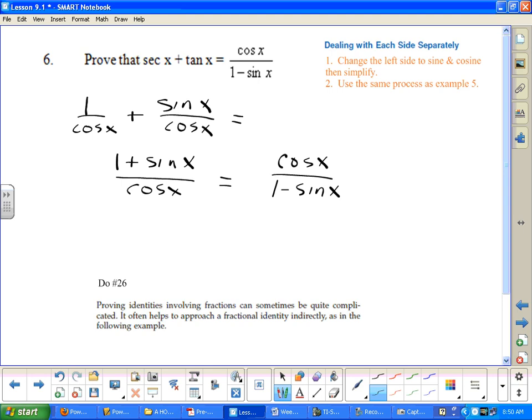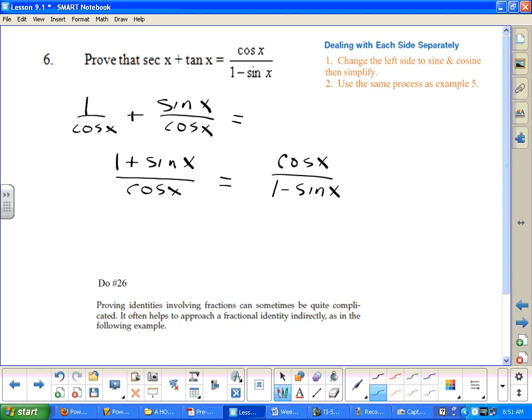Now, my second step in my process said, hey, use the same process as example 5. We didn't do example 5, though, did we? Okay, that's all right. Because now, the thing is that we can do things with one side. And reminder, we can multiply by 1, right? If I multiply the numerator and denominator by the same thing, I'm just changing the way something looks. I'm not changing its value. It's kind of like when you get a common denominator, if I multiply by 3 over 3.